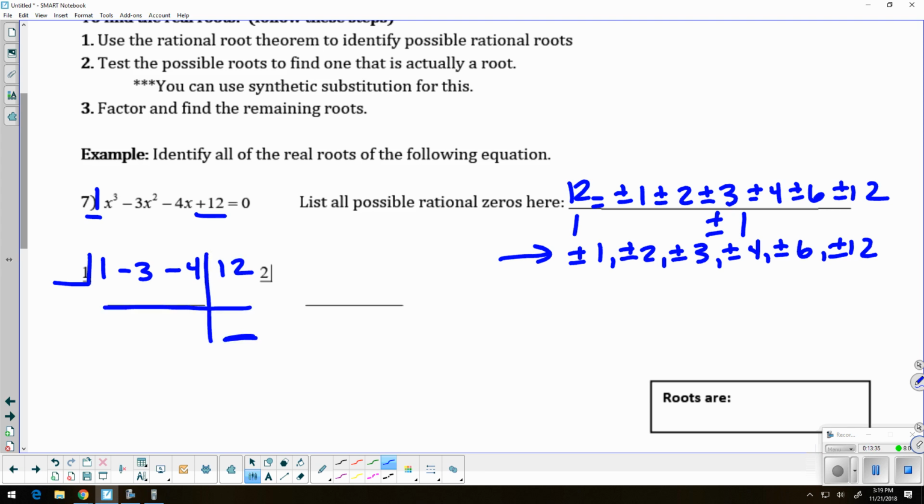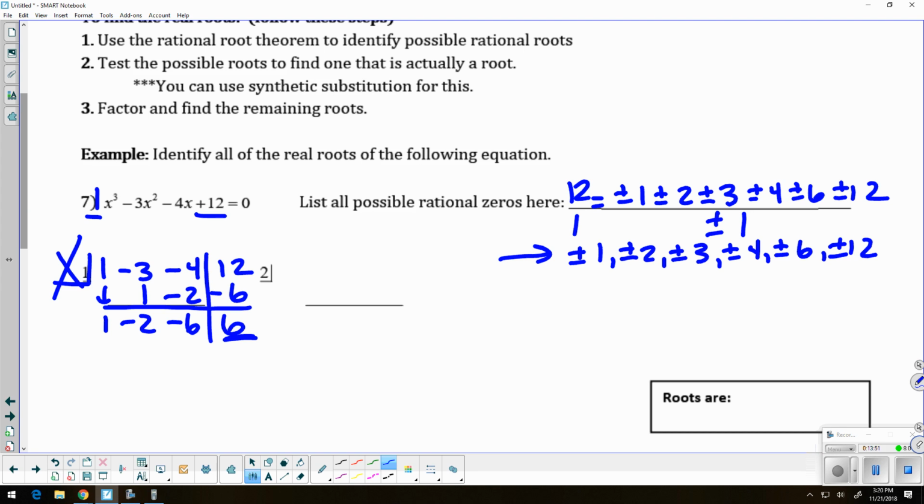Do we get a remainder? So the 1 just drops down. Multiplying is 1, adding is negative 2. Multiplying is negative 2, adding is negative 6. Multiplying is negative 6, that's a no-go. Okay, so I can rule out positive 1 is not a solution.